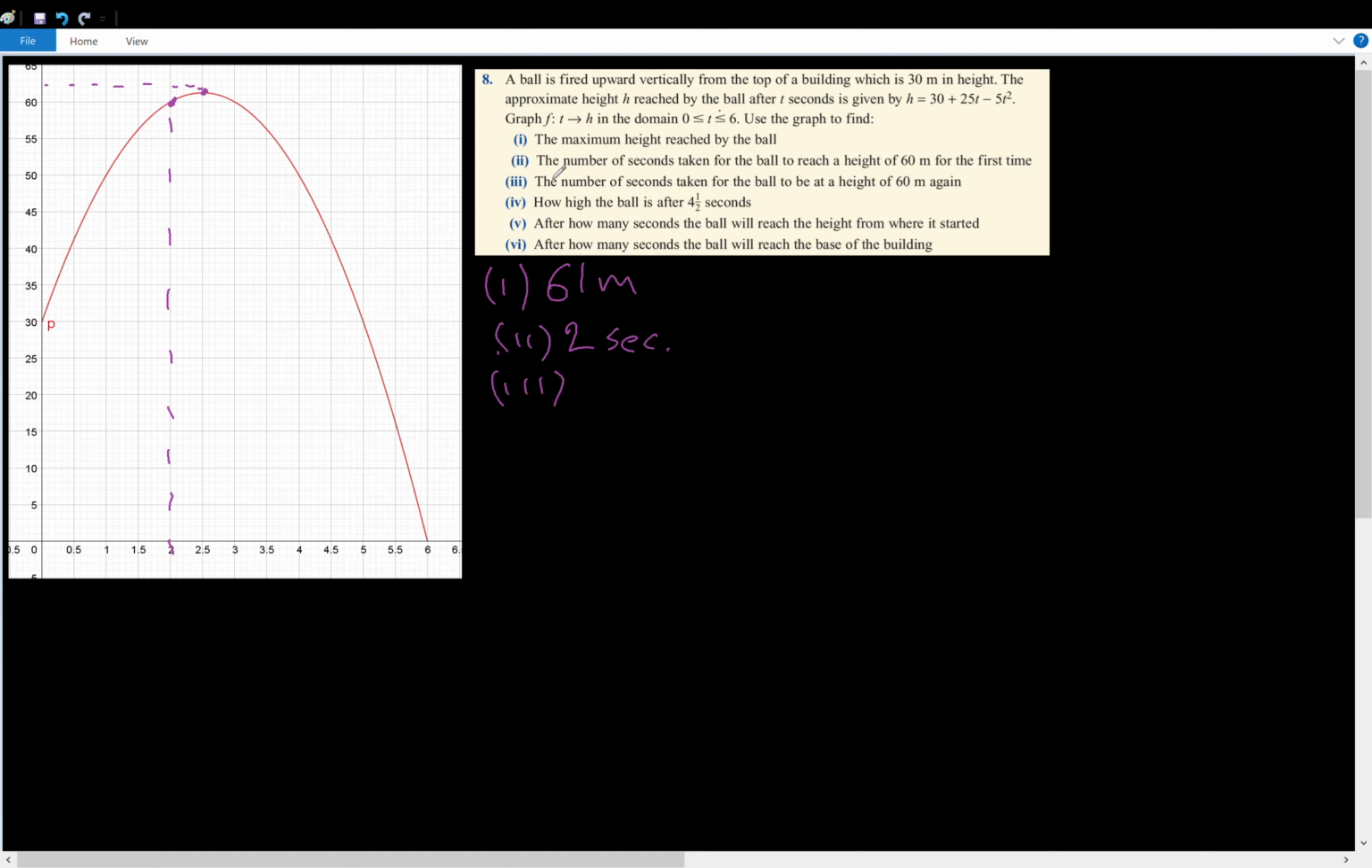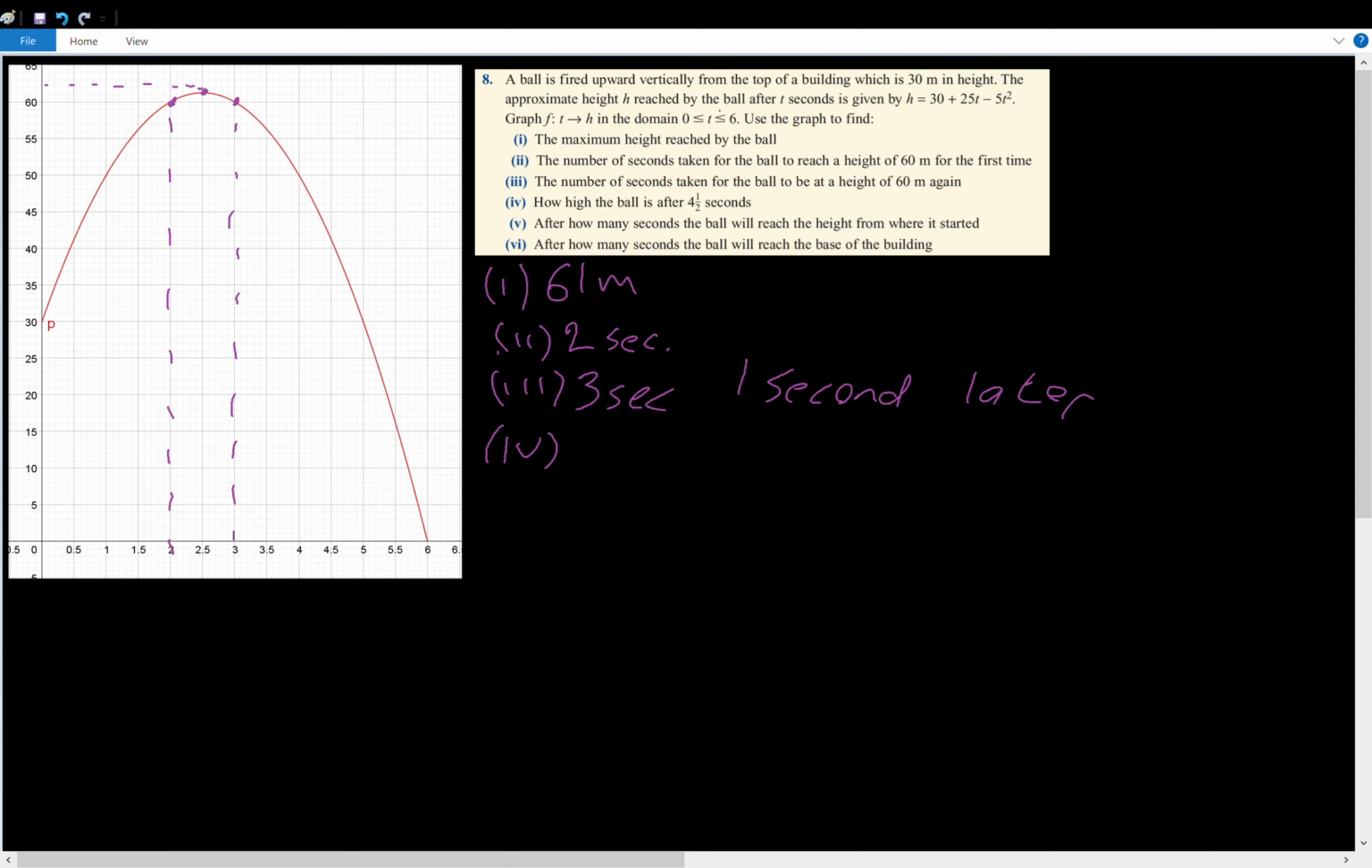For part 3, we're asked for the number of seconds taken for the ball to be at a height of 60 meters again. So 60 meters again is going to be over here. And this part of the graph is where the ball is now descending. It's now dropping back down after reaching its max height. And if we follow that line down to our x-axis, which is representing time in this case, we'll see that that's going to happen after 3 seconds. Or depending on how we interpret that question, we could say 1 second later. In other words, it happened 1 second after it first reached 60 meters.